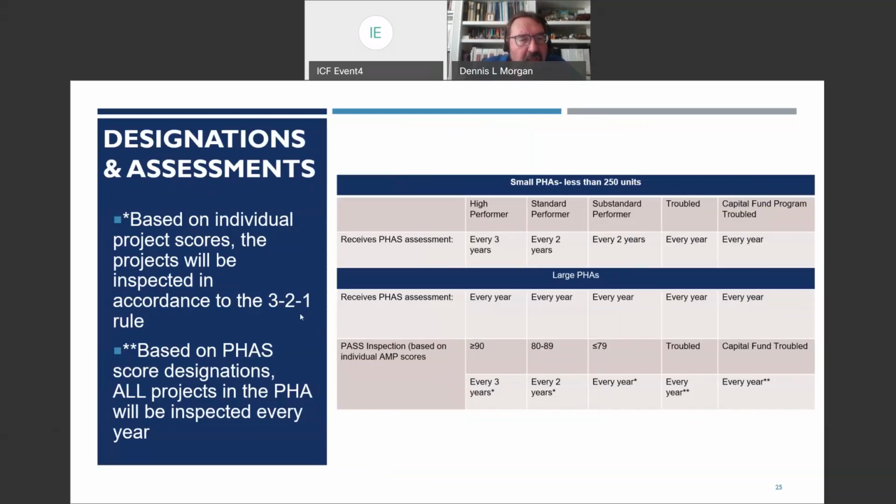So your scores are going to make a determination of the 3-2-1 rule. The 3-2-1 rule. So hopefully your PHA is scoring in the 90s on your physical properties, because then I'm looking at my inspectors every 3 years as well.